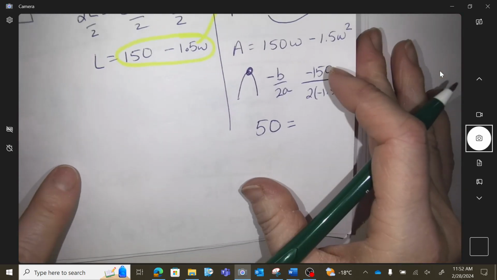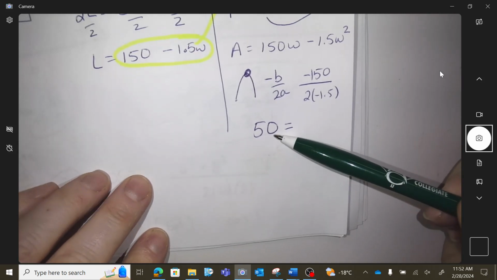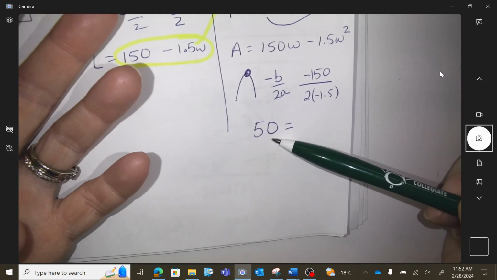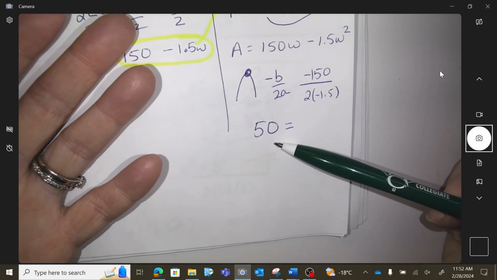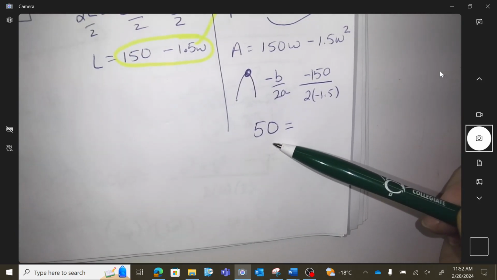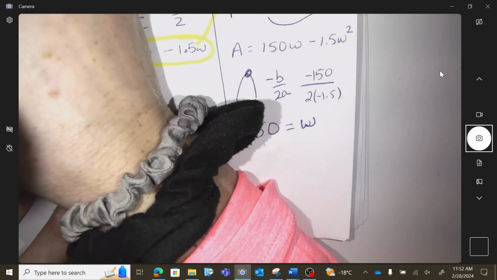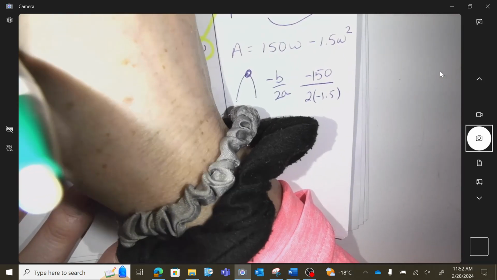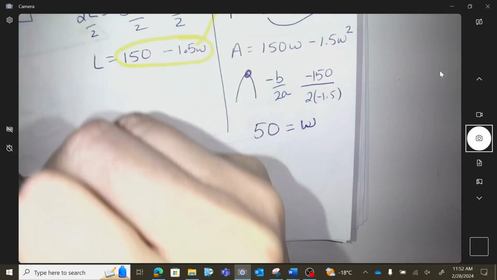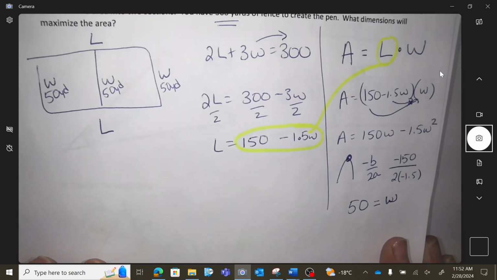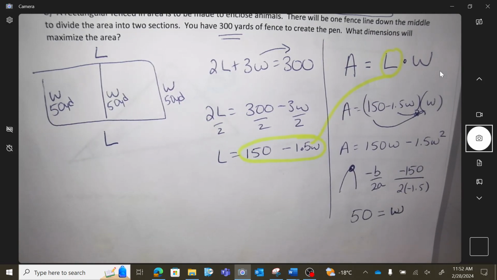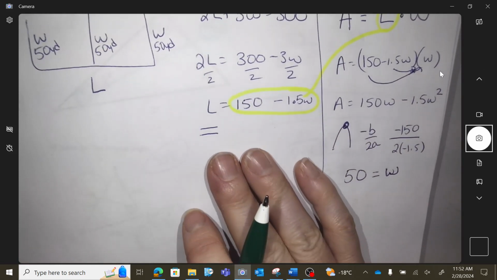So normally that is what I call the X of the vertex, right? So this is the X value of the vertex, but we don't have X letters anymore. So what's the X letter of ours? W. So we know 50 yards is what the width of this thing would be. So I know that. And the question says, what are the dimensions? So what is the L now as well? So I could go there.